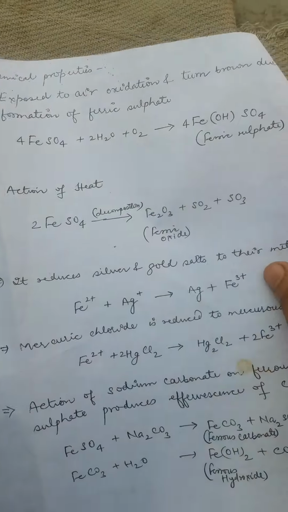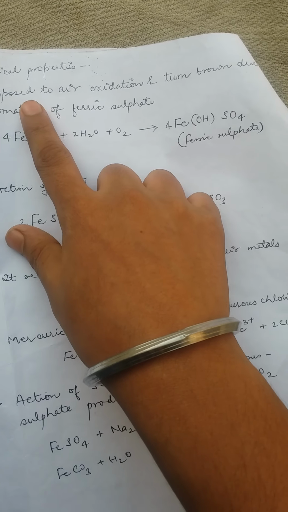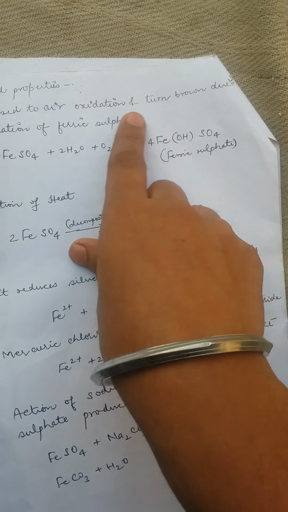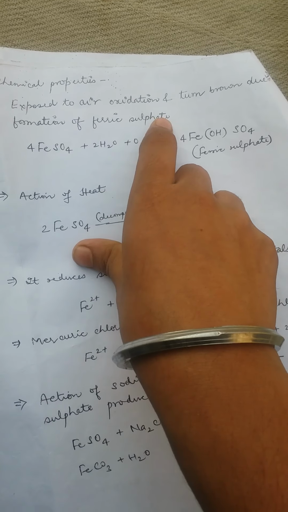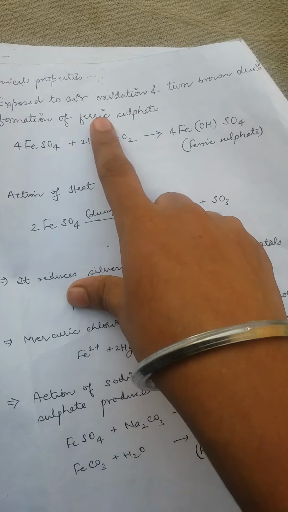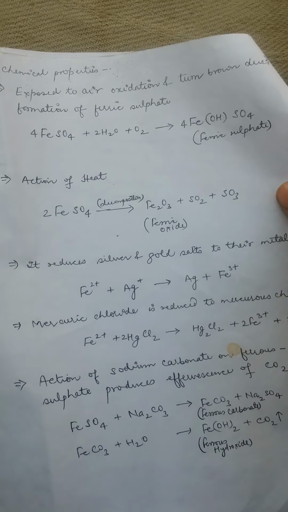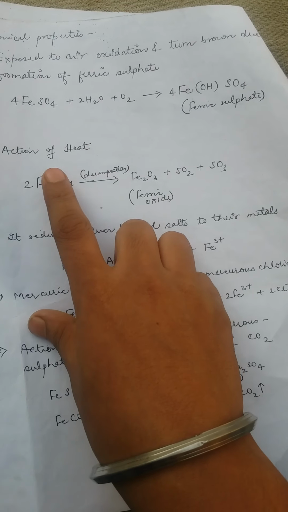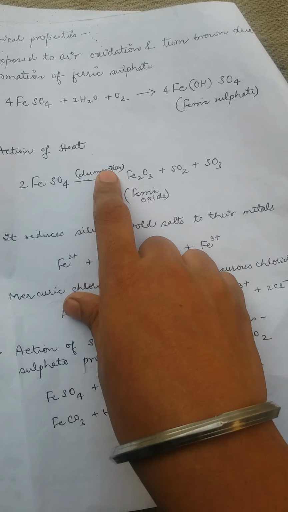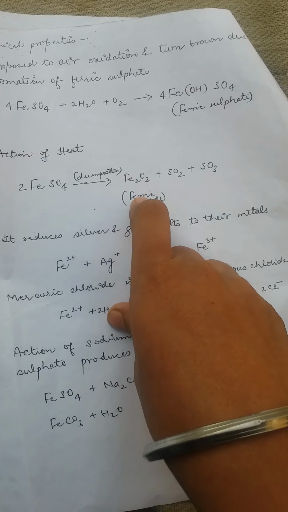These are the chemical properties. As I told you, when it is exposed to air, oxidation will occur and it turns brown due to the formation of ferric sulfate. So this is the reaction. Here the ferrous sulfate is reacting with the air and forms the ferric sulfate. What is the action of heat? When the ferrous sulfate is decomposed, it forms ferric oxide, sulfur dioxide and sulfur trioxide.